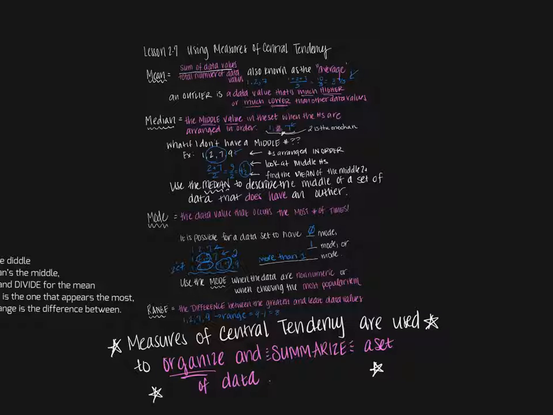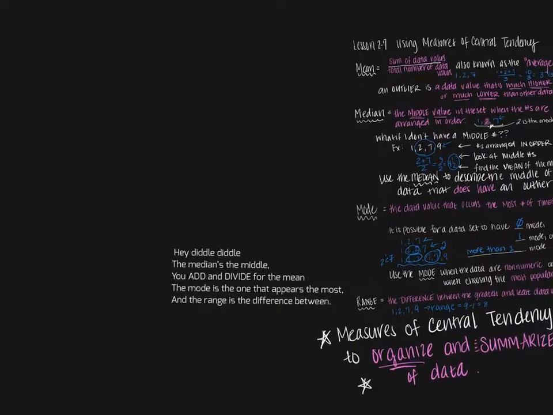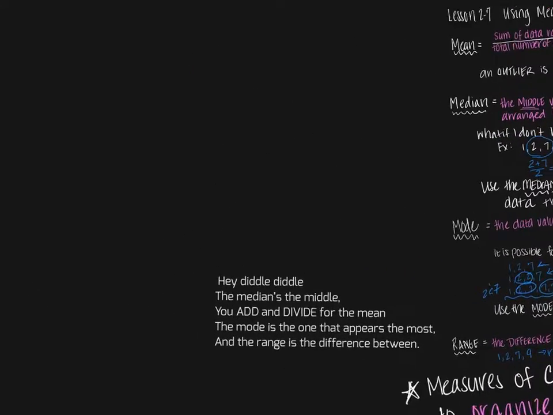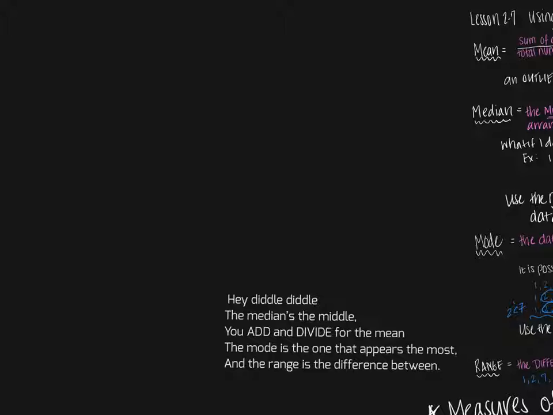So let's look at making sure that you can remember these and that you can apply these. To help you remember them, I've come up with this little ditty that I think I taught a while back to some of you. Hey diddle diddle, the median's the middle. You add and divide for the mean. Your mode is the one that appears the most, and the range is the difference between. All right, this sounds goofy and silly, but I want you to repeat it with me.